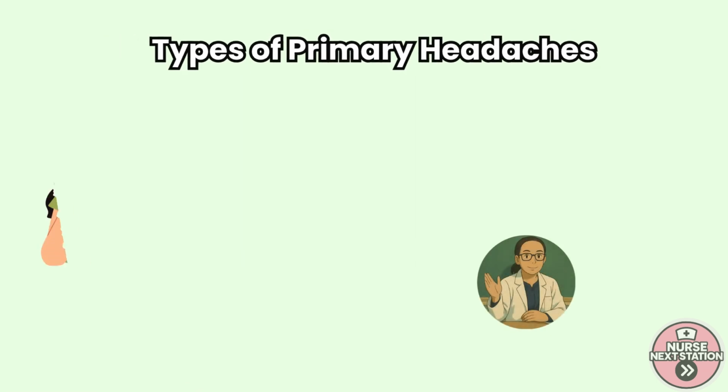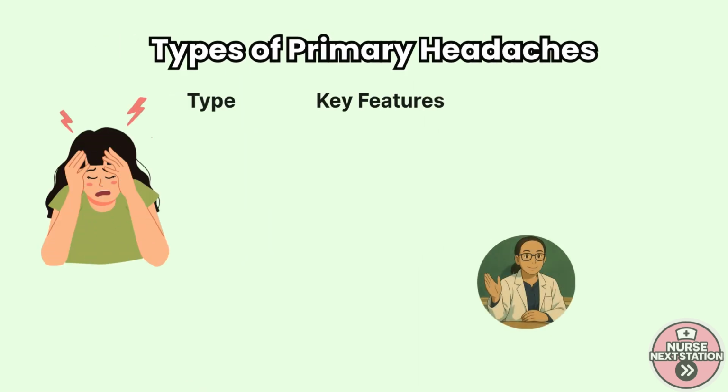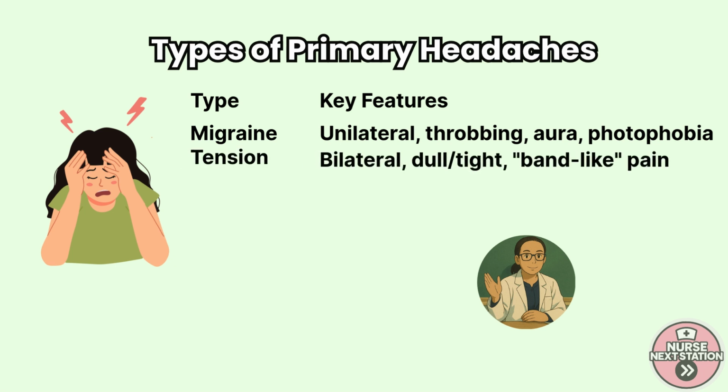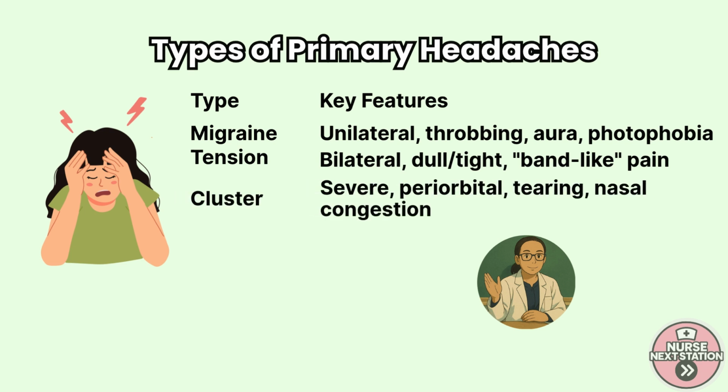There are three major types of primary headaches. Migraine, often described as throbbing and unilateral, may be preceded by aura, and is commonly associated with nausea and light sensitivity. Tension type feels like a tight band around the head and is typically bilateral. Cluster is excruciating pain behind one eye, with tearing and nasal stuffiness, occurring in bursts or clusters.